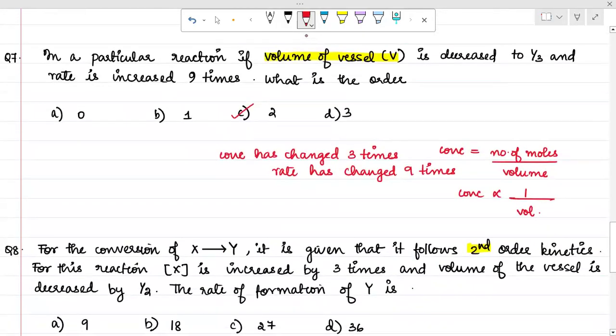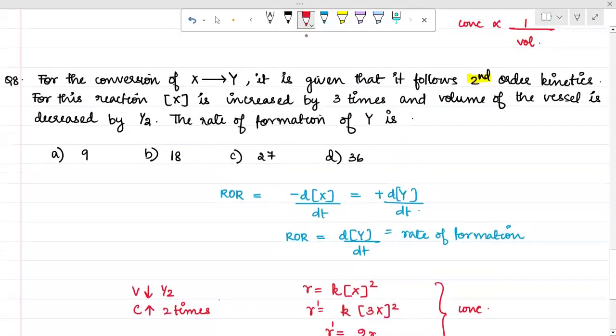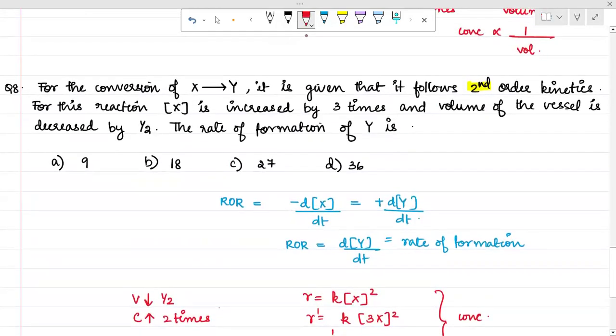3 times increase, 3 into 3 raised to 2. It gets multiplied. So, here, there are two changes happening. One is the change of the concentration, which increases the rate by 9. And the other one is the change of the volume, which increases the rate by 4. And altogether, it is 9 into 4, 36 is the correct answer.